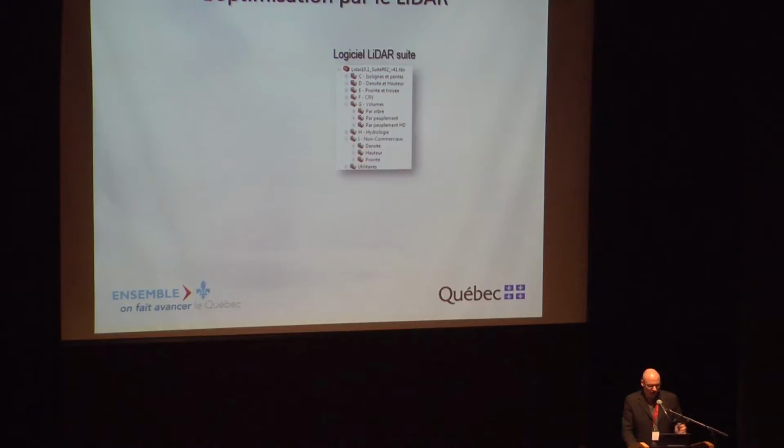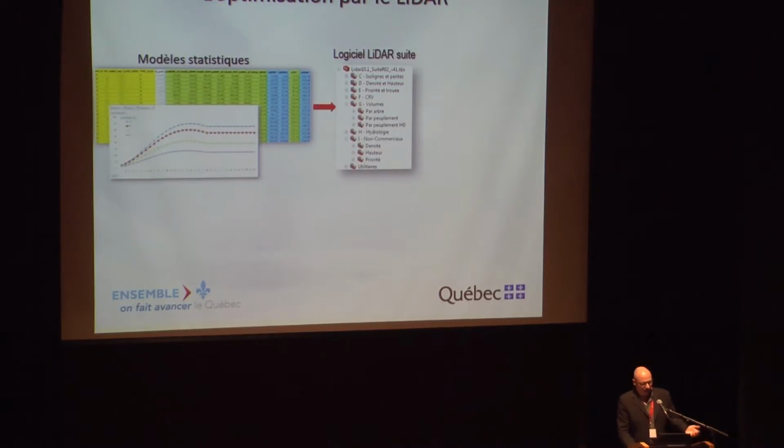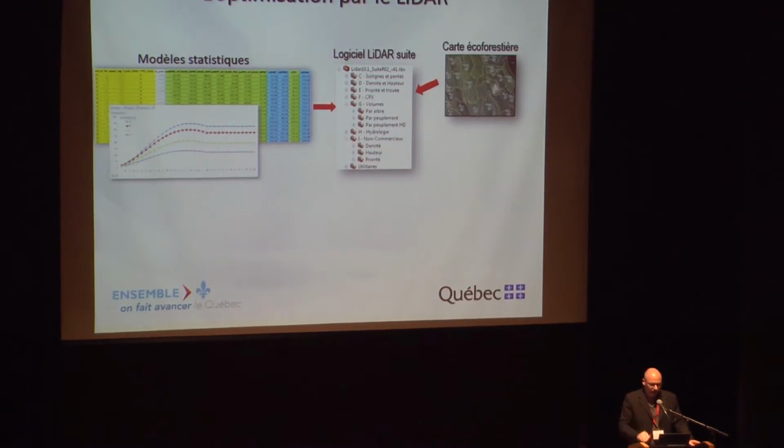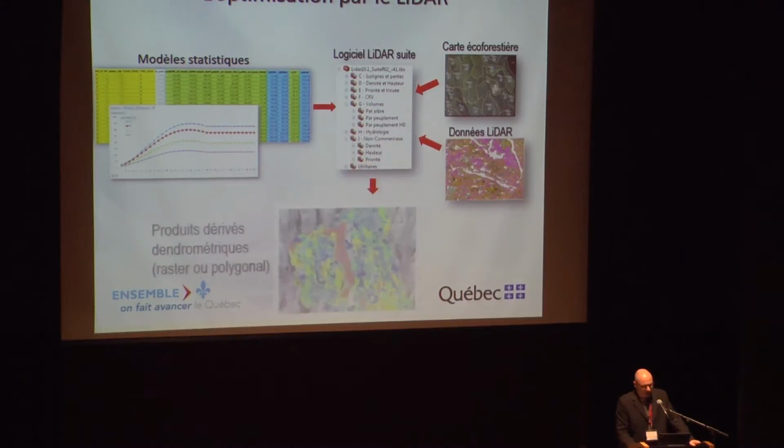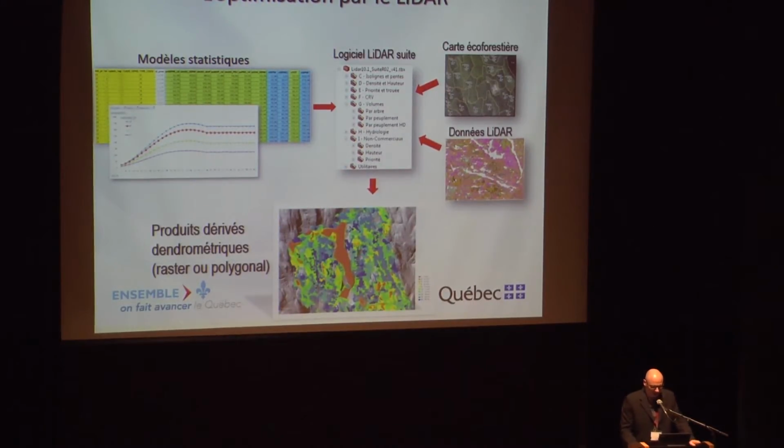So we have the software, LiDAR suite. We use the statistic models that are developed by Université Laval, and then we use the forest maps and the LiDAR data, and we combine all that. That's how we have our derived dendrometric products, raster or polygonal.